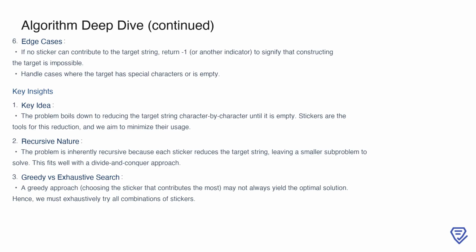The key insight here is that solving this problem boils down to reducing the target string character by character until it becomes empty. Stickers act as tools for this reduction, and our challenge is to minimize their usage. Since each sticker reduces the target and leaves a smaller subproblem, the problem has a natural recursive structure. However, it's worth noting that a purely greedy approach, choosing the sticker that contributes the most characters at each step, may not always lead to the optimal solution. That's why we need to exhaustively try all combinations of stickers to ensure we find the minimum.